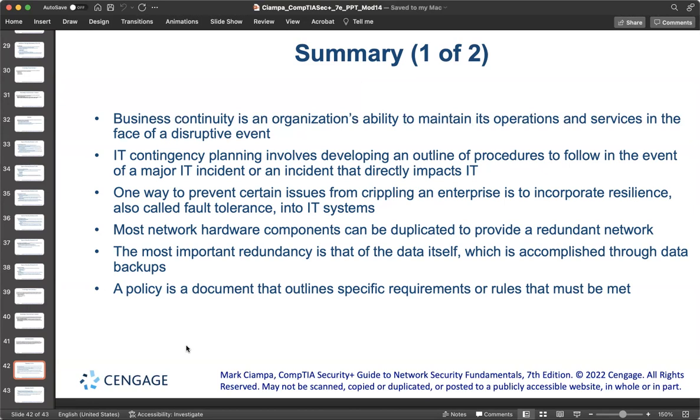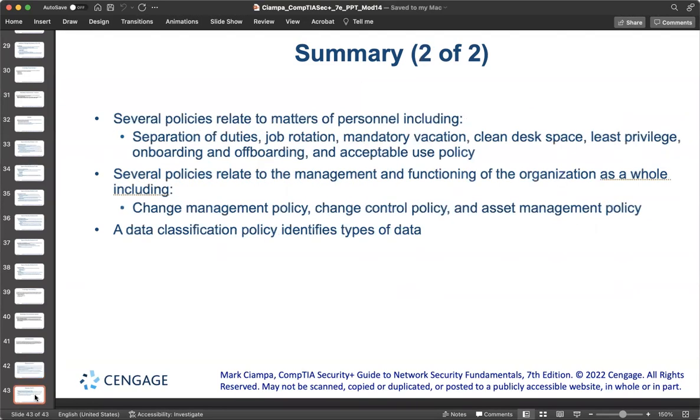A policy is a document that outlines the specific requirements or rules that must be met. Several policies relate to the matters of personnel, including separation of duties, job rotation, mandatory vacation, clean desk space, least privilege, onboarding and offboarding, and acceptable use policy. Several policies relate to management and functioning of the organization as a whole, like change management policy, change control policy, and asset management policy. A data classification policy identifies types of data.